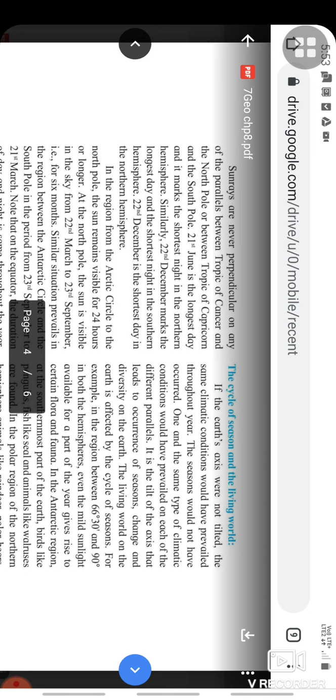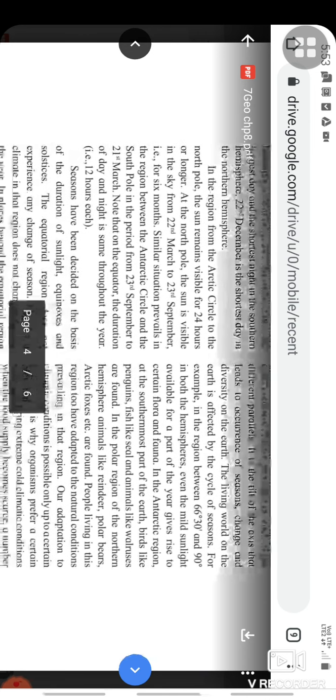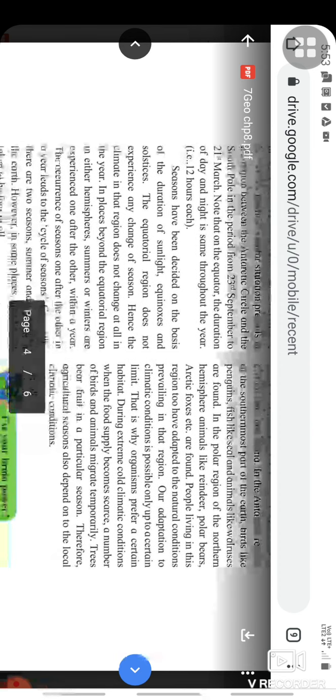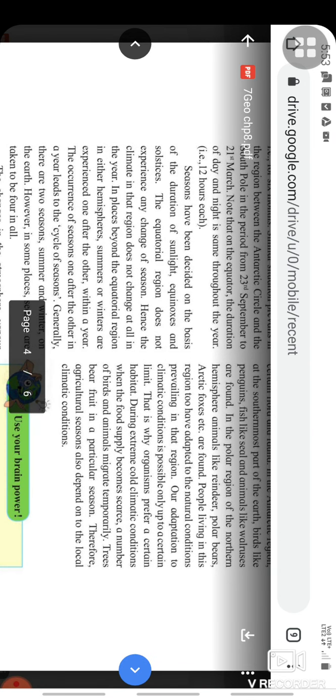The living world on the earth is affected by the cycle of seasons. For example, in the region between 66 degree 30 minutes and 90 degree in both the hemispheres, even the mild sunlight available for a part of the year gives rise to certain flora and fauna. In the Antarctic region, at the southernmost part of the earth, birds like penguins, fish like seals and animals like walruses are found. In the polar region of the northern hemisphere, animals like reindeer, polar bears, arctic foxes, etc. are found.